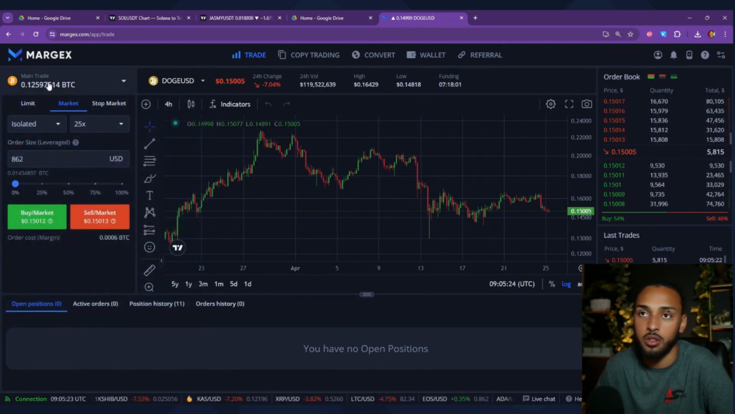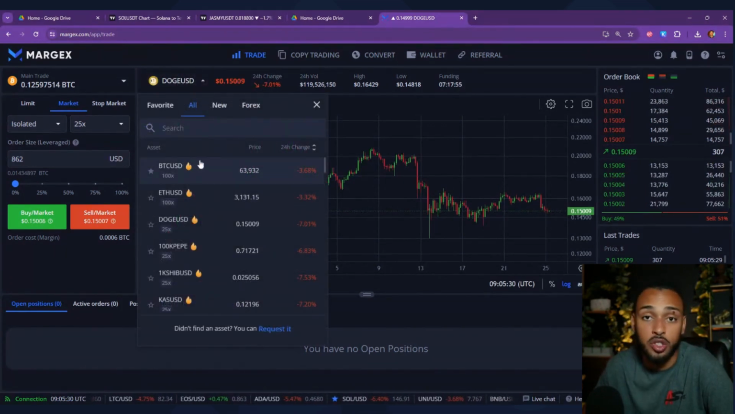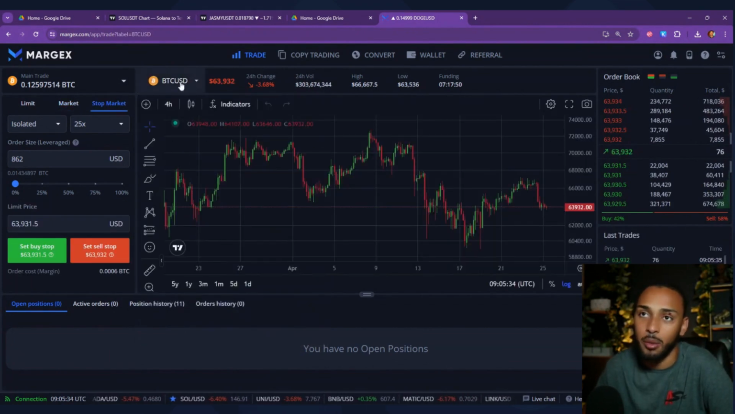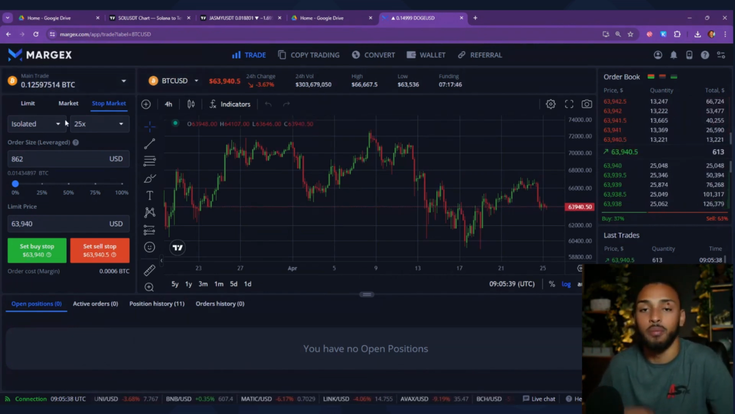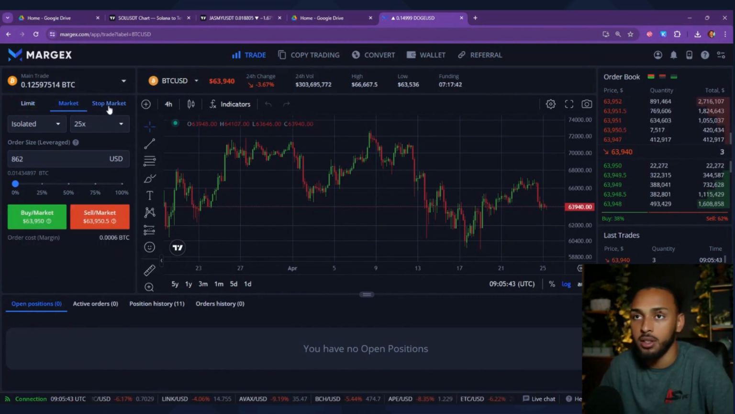Let's go ahead and use some Bitcoin for our collateral. Right here, you're going to have the crypto or the asset in which you are trading. If we want to trade Bitcoin, let's go to Bitcoin. Now we have Bitcoin, which is what we're going to be using to fund it, collateral, etc. Ready. Now we have three options: limit, market, stop market.